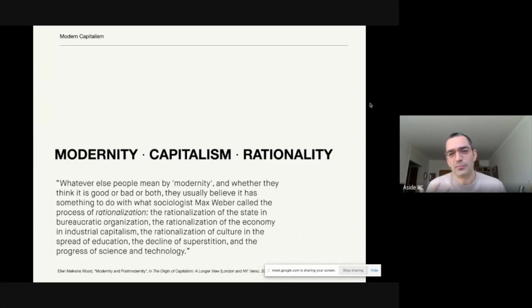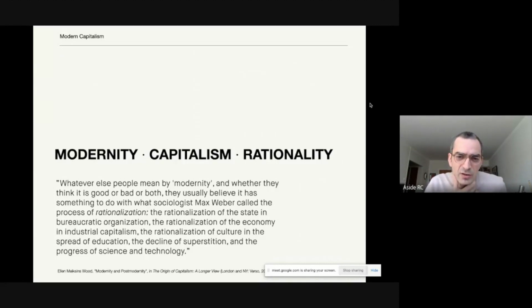We can trace that. Some may argue that they are pretty much the same, but I believe, together with Ellen Meiksins Wood, a good economic historian, that it's important to distinguish between them, or to disentangle what's specific, because they don't mean the same. So, for instance, Ellen Meiksins Wood would write that by modernity, whatever else people mean by modernity, and whether they think it is good or bad, or both, they usually believe it has something to do with what Max Weber called a process of rationalization.